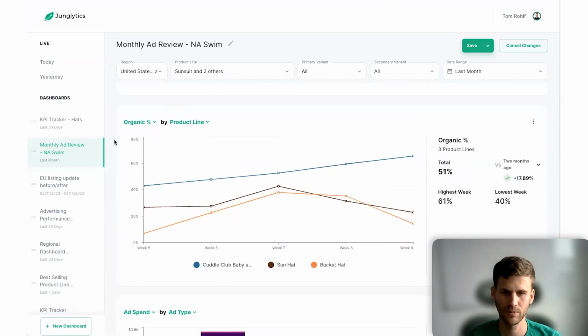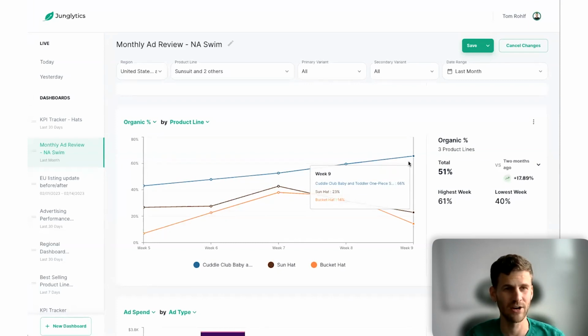Again, this time of the year for these products, we really care about the organic percent. Here we want to see this number going up over time. And it looks like specifically for the blue line here, the swimsuit, we're on a really good trend. In the last week, we're all the way up to 66% organic, which if I was in my meeting with my account manager right now, I'd say maybe we want to actually up our ad spend on that. It's getting a little bit higher than I would like for this time of the year.